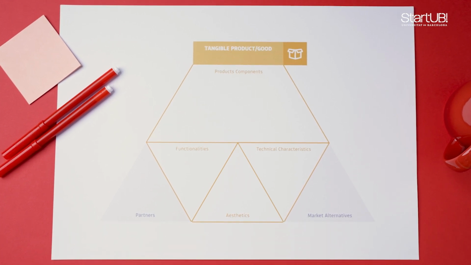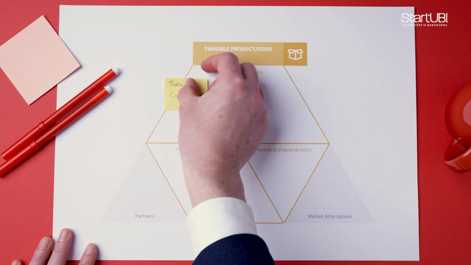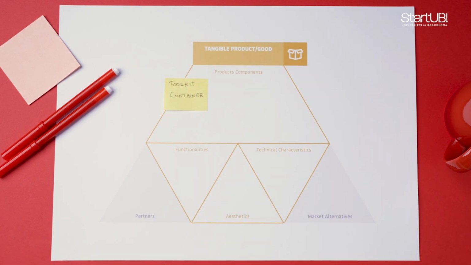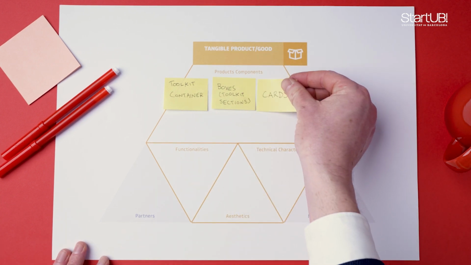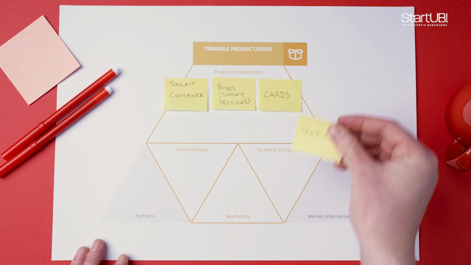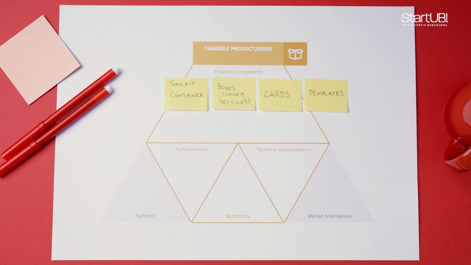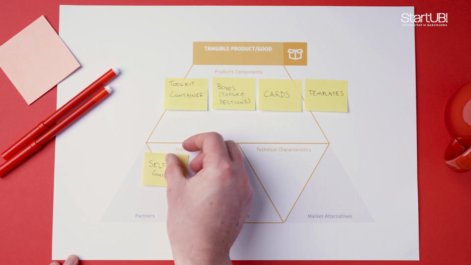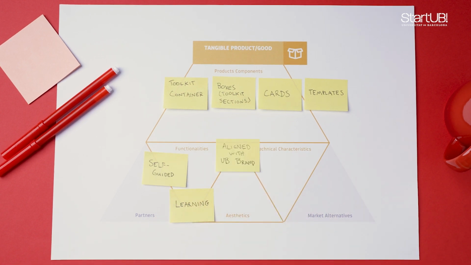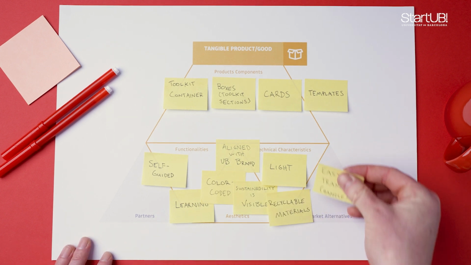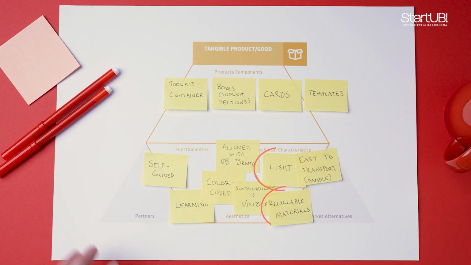The components of the tangible product include a container for all the elements of the toolkit, as well as different boxes for the phases where each would include the corresponding cards and templates. In terms of functionalities, we want it to be self-guided and to encourage entrepreneurial learning while using it. We also wanted to make sure that it would be easy to transport and light while using recyclable materials. For the aesthetics, know that there'll be commonalities between the tangible product, the service, and the digital product.